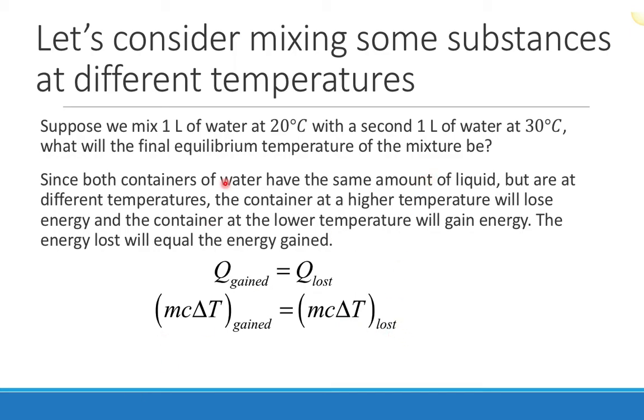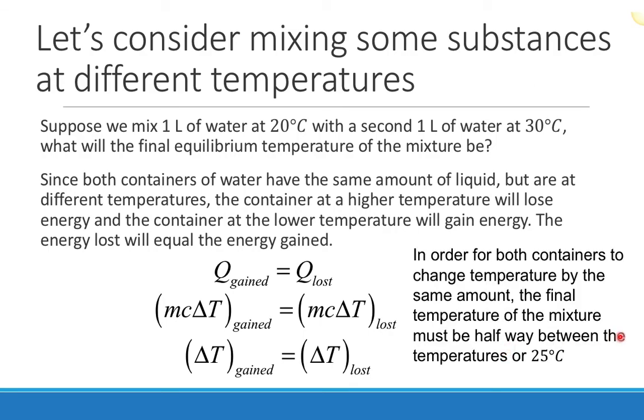So in this example, I have 1 liter of water and 1 liter of water. So both of these masses are the same, right, for both of these liquids. They're also both made of water, so their specific heats are also the same. So what that means is that the change in temperature of the mixtures has to be exactly the same, right? Because it's the same amount of the substance, the same specific heat. And in order for both containers to change temperature by the same amount, the final temperature of the mixture has to be halfway between them, 25 degrees Celsius.